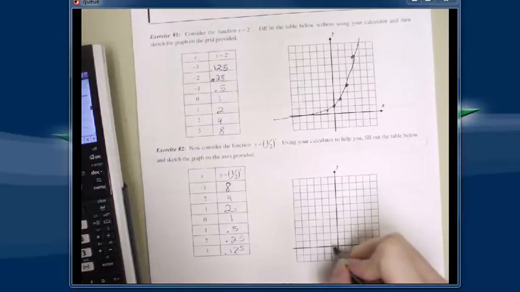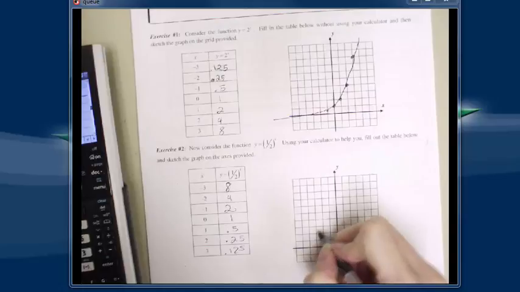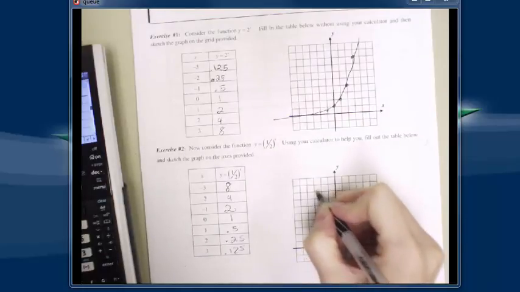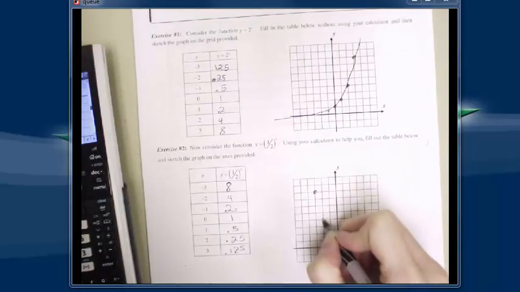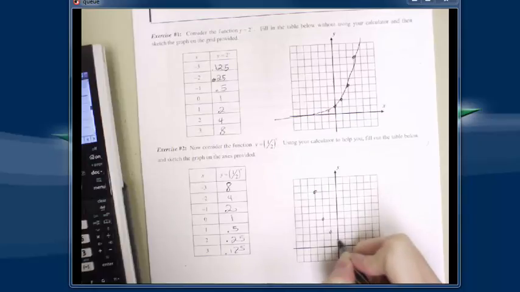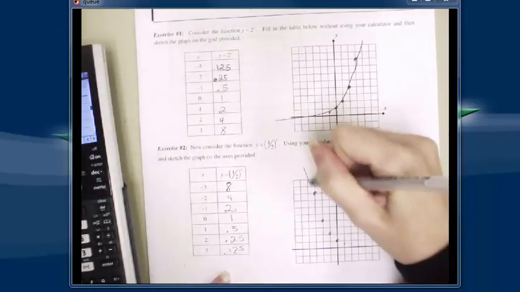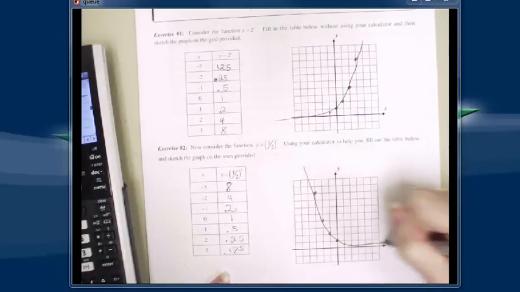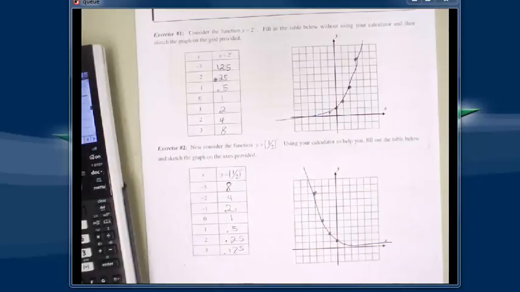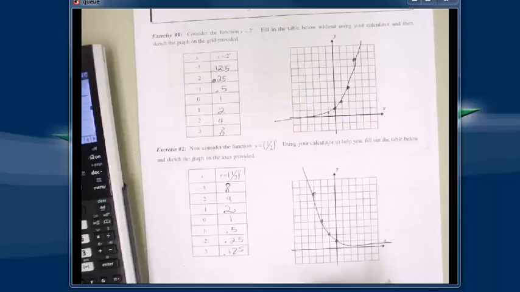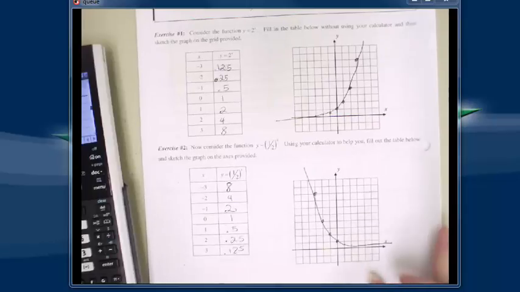So this one looks the same. 1, 2, 3, 4, 5, 6, 7, 8. This one looks the same. It's now been reflected over the y-axis. We can see it's still not coming across the x-axis. So that's important to notice there.